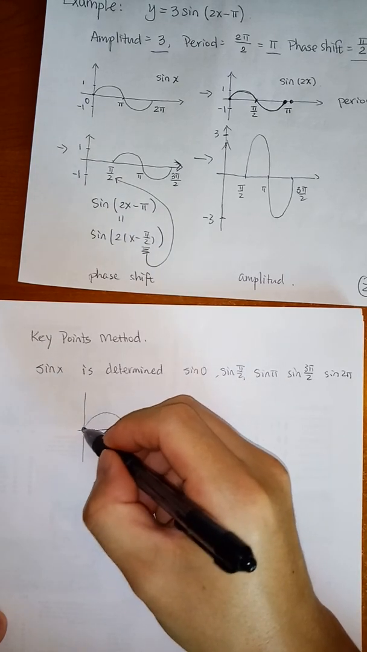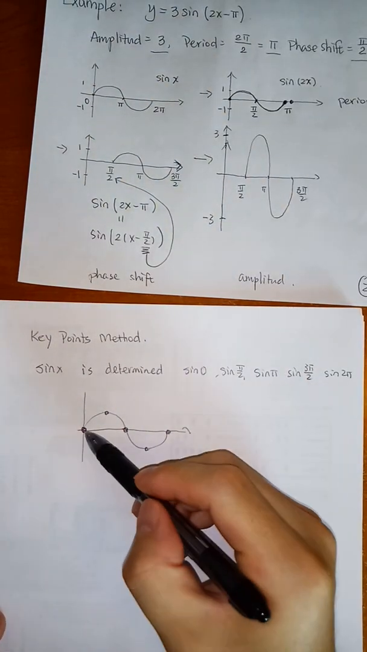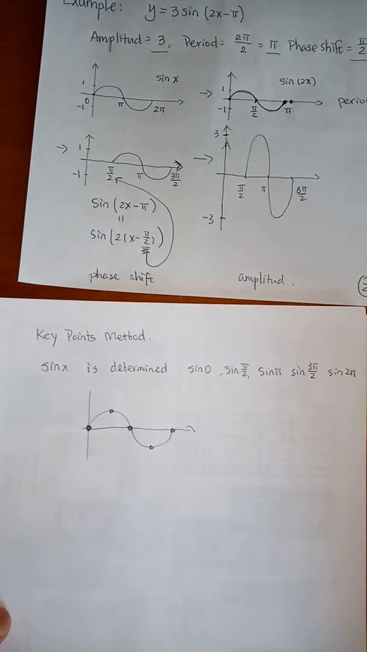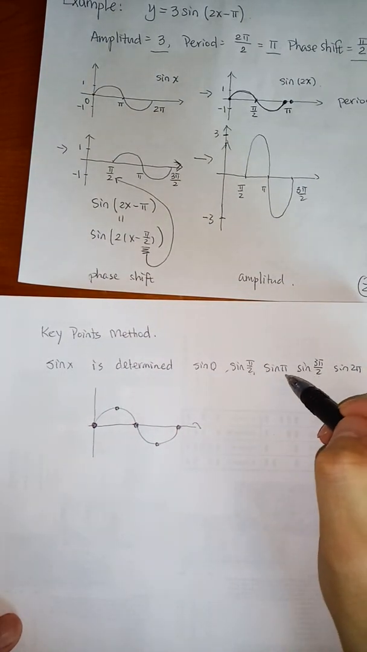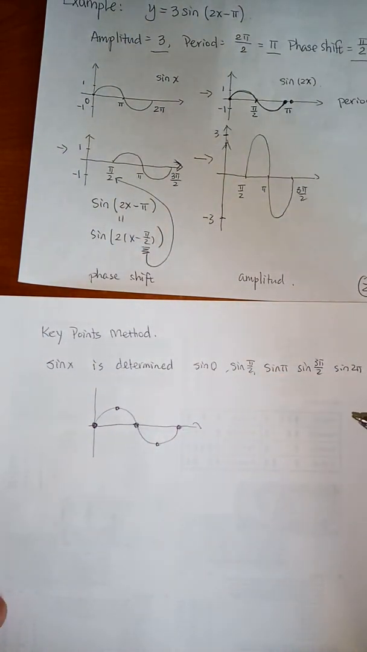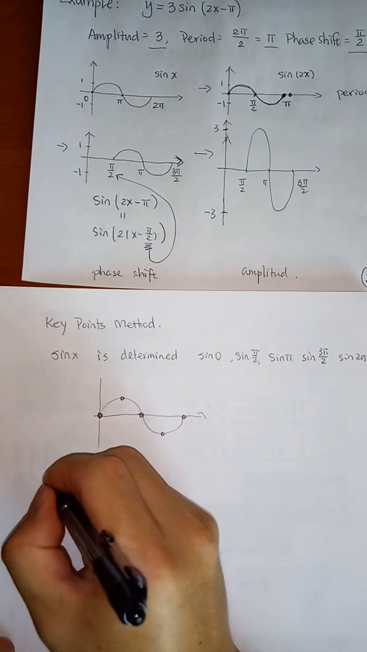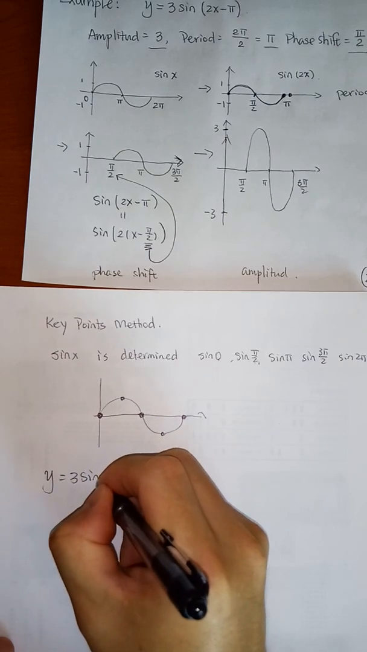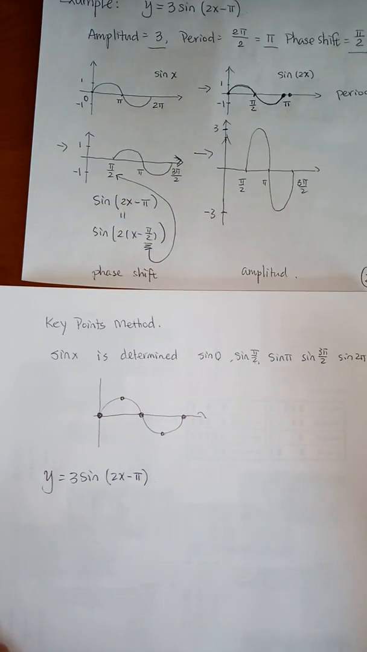It's determined by here, here, here, here, and here. You see, 1, 2, 3, 4, 5. Those 5 values. You need to figure out the value at 0, pi over 2, pi, 3 pi over 2, and 2 pi. And then you can just use this wave graph to connect them. And now we have y equal to 3 sine 2x minus pi. So how do we get it?